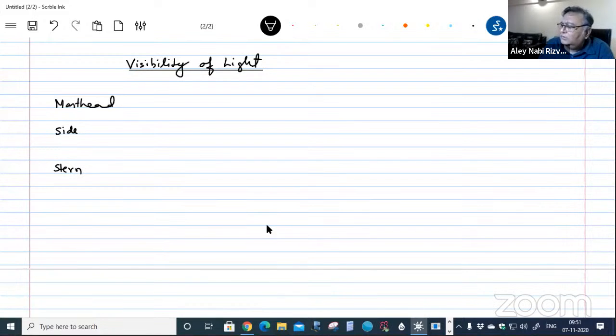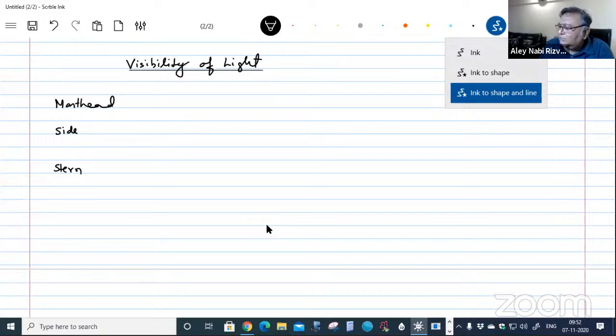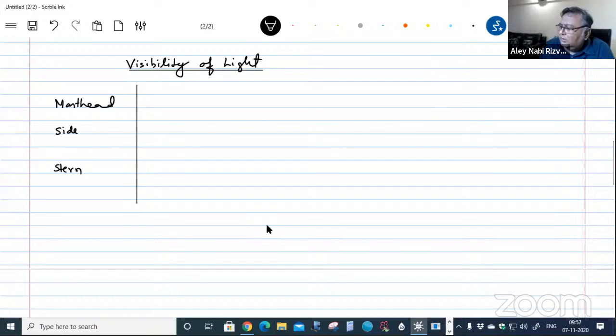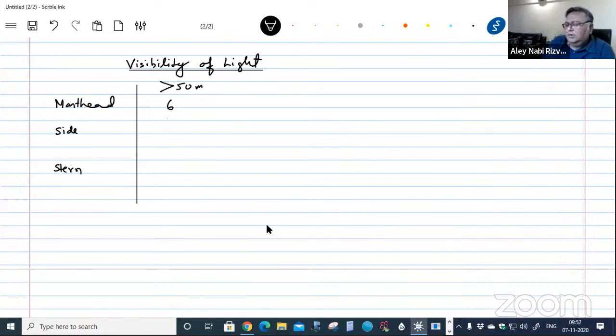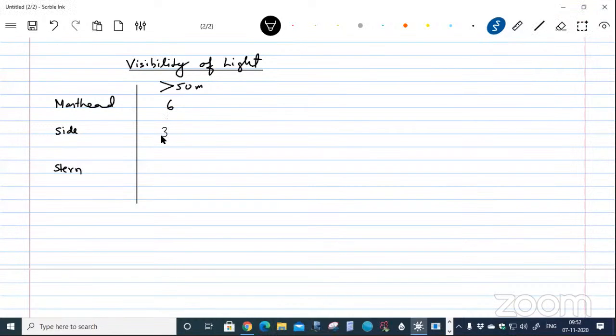Now this masthead light, if the vessel is more than 50 meters, what should be the range of the masthead light? The range is 6 miles. All right, then what is the range of the side light? 3 miles.